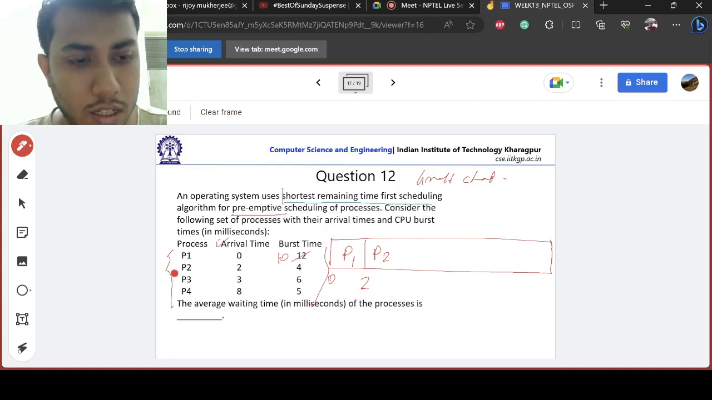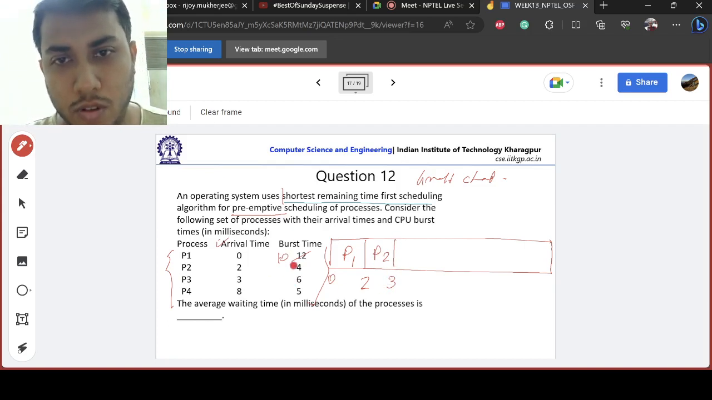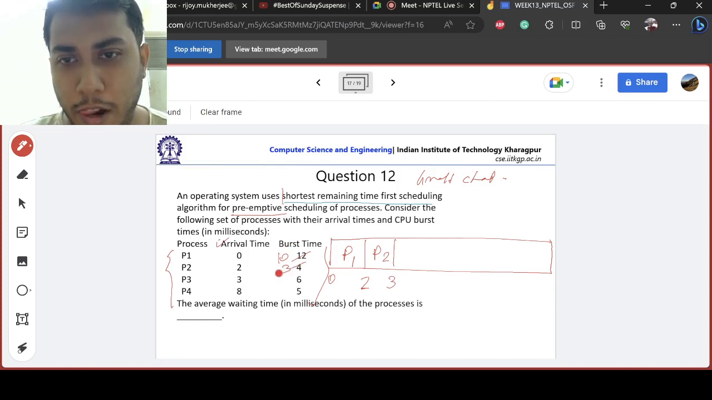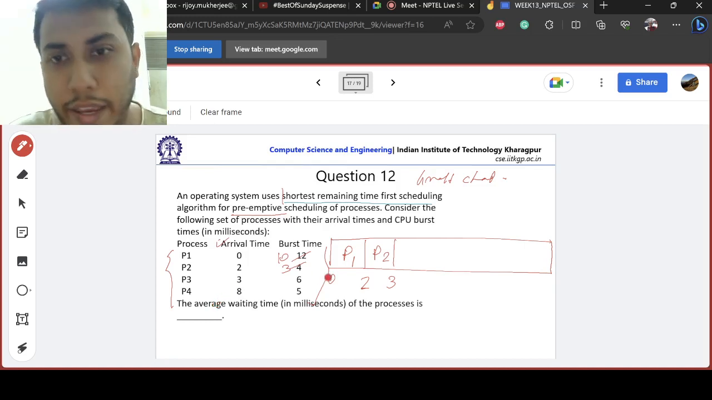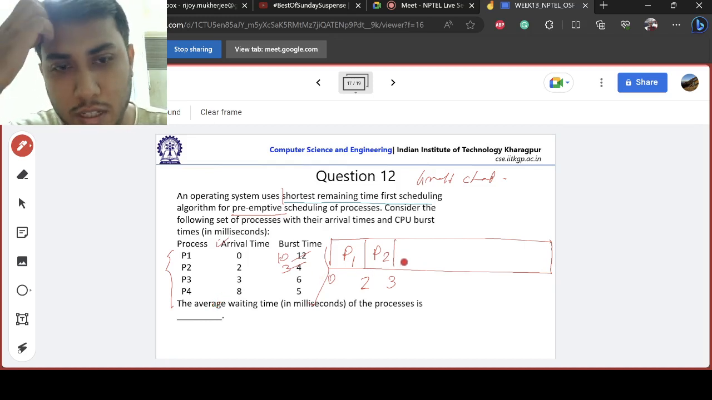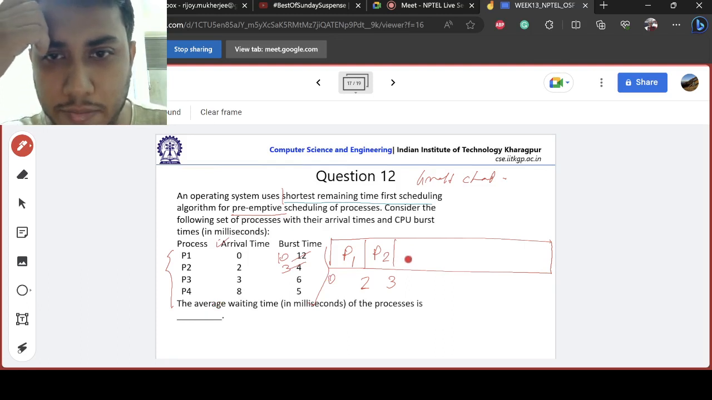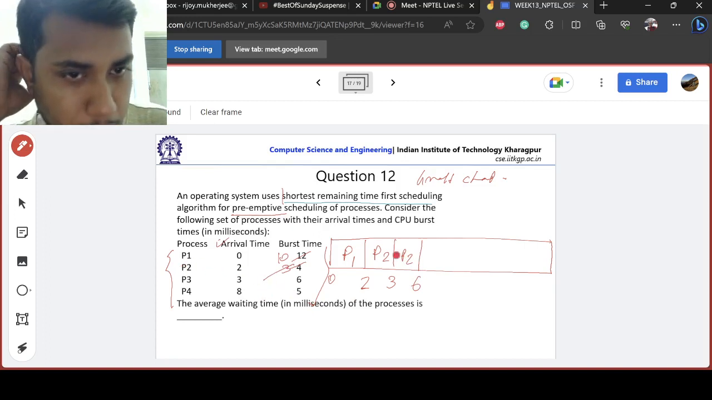After 3 seconds, P3 comes. P2 has 3 seconds remaining, P3 has 6 seconds remaining, and P4 has 5 seconds remaining. So which one will be chosen? Again, P2 will be chosen only because it has fewer seconds remaining, right? 3 seconds of work is required. So P2 is completed. P2 is done.